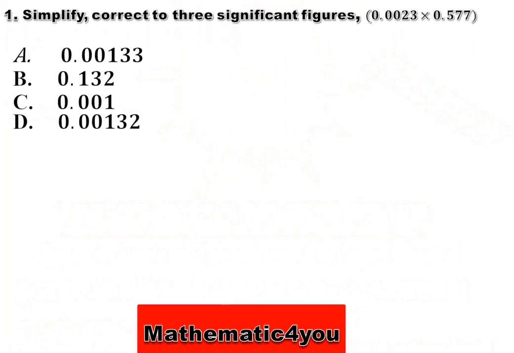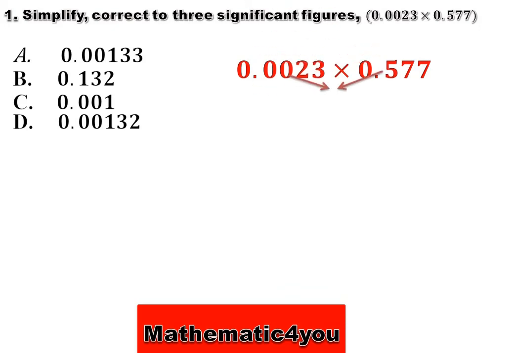Mathematics for you. Look at question number 1. Simplify, correct to three significant figures, 0.0023 times 0.577. First, write your given values. You're going to multiply those decimal numbers. If you punch this on your calculator, you're going to get 0.0013271. For public tests like WASSCE, you're allowed to carry a calculator.